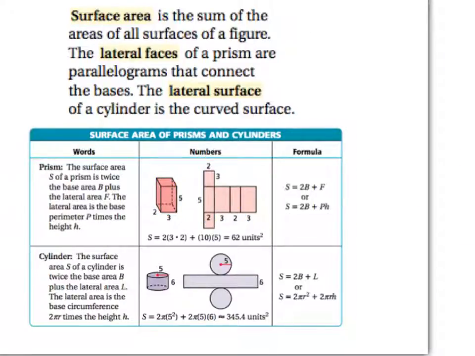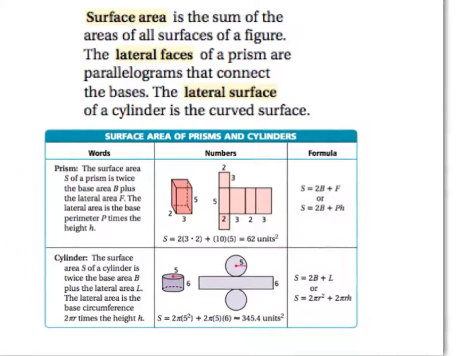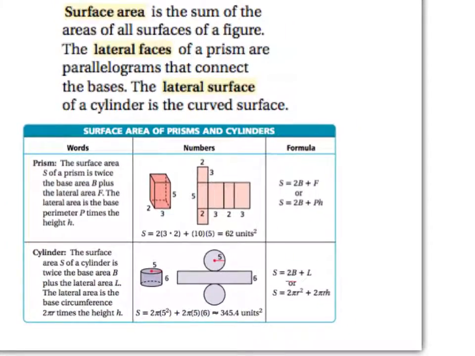Now, to find the surface area of a cylinder, it's basically the same thing. We're going to do 2 times the base plus the lateral area. So 2 times the base, what is the area of a circle? It's pi r squared. So the surface area of a cylinder is done by doing 2 times pi r squared, because pi r squared is the area of a circle, plus we have to find the lateral area of this shape here.